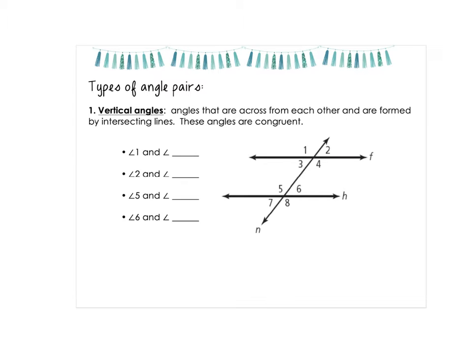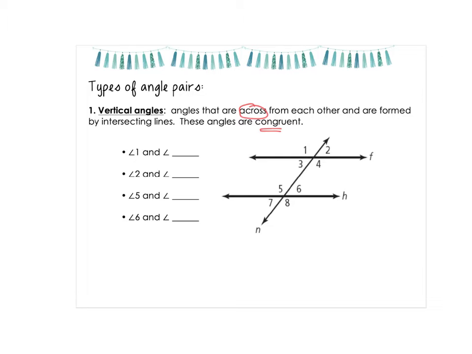Hi guys, today's lesson is going to be angle pairs formed by parallel lines. So there are 6 types. So let's review the first one. The first one you've seen before, they're vertical angles. So what are vertical angles again? They are across from each other and they are congruent.